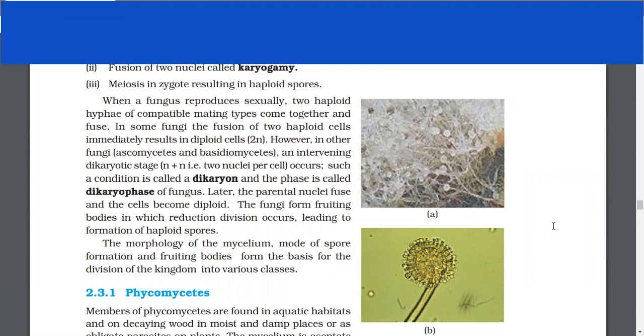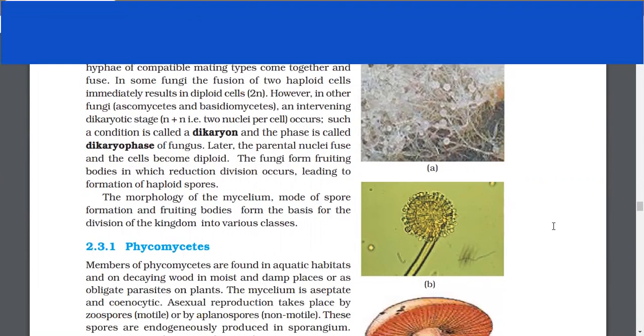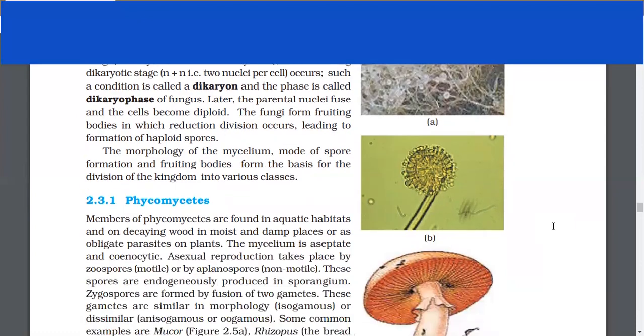When a fungus reproduces sexually, two haploid hyphae of compatible mating types come together and fuse. In some fungi, the fusion of two haploid cells immediately results in diploid cells. However, in other fungi like Ascomycetes and Basidiomycetes, an intervening dikaryotic stage occurs. Such a condition is called a dikaryon and the phase is called dikaryophase of fungus. Later, the parental nuclei fuse and the cells become diploid.